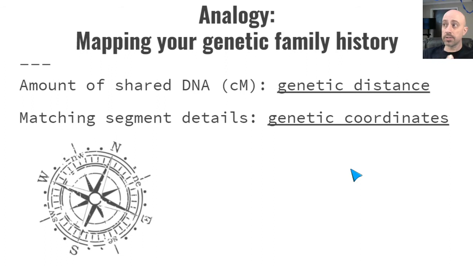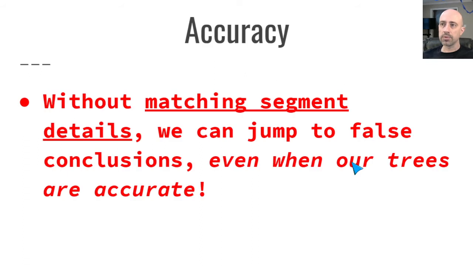Matching segment details, however, I've emphasized a lot in this presentation. Matching segment details are also referred to as genetic coordinates. And I really like that term because it clearly helps us understand that matching segment details help us know where we are on the map when we're looking at our family tree. And we'll talk about that briefly.